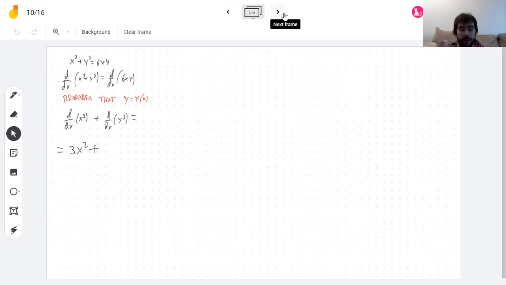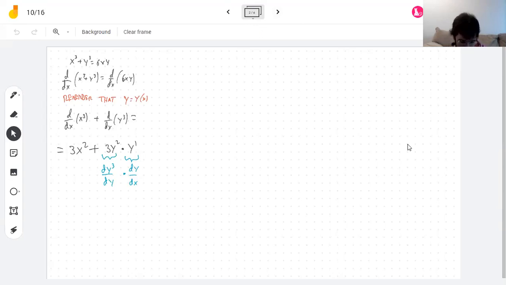And now, for the derivative of y cubed, I have to use the chain rule. So if you see a function of y, you take the derivative with respect to y and then multiply by y prime, because this is d(y cubed)/dy, and this is dy/dx. So this is what the chain rule gives you. Does that make sense? I'm going to cautiously move forward. Okay.